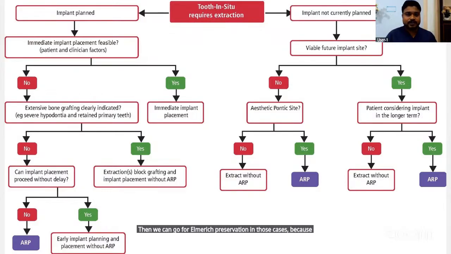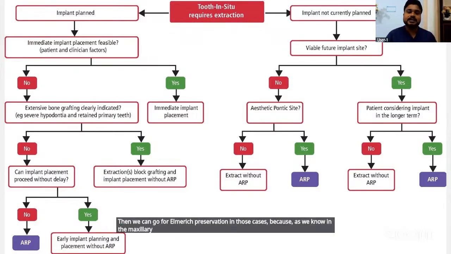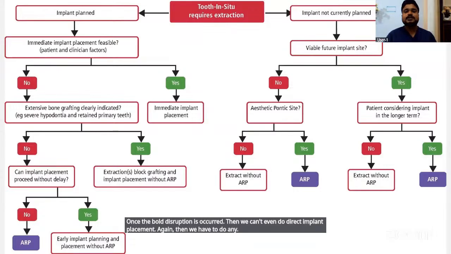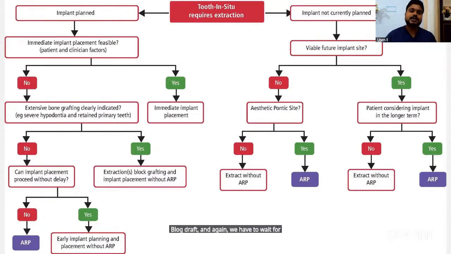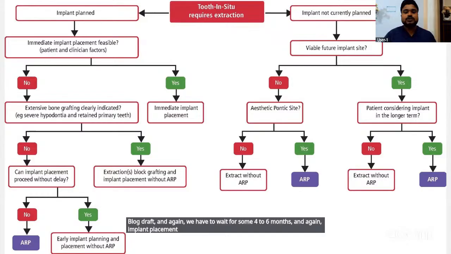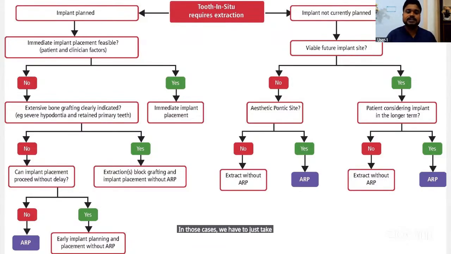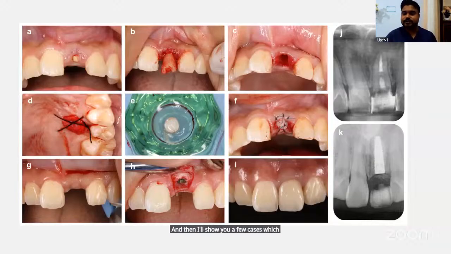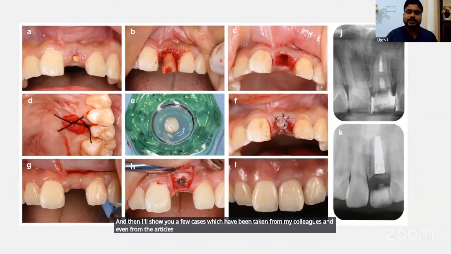Because as we know, in the maxillary and the mandibular anterior region, the bone resorption is very severe compared to the posterior. Once the bone resorption has occurred, then we can't even do direct implant placement. Again we have to do a block graft, wait for some 4 to 6 months, and then implant placement, again 3 months. So it's a long process. In those cases, we have to take a call for alveolar ridge preservation. And then I'll show you a few cases which have been taken from my colleagues, from articles, and even my own cases.